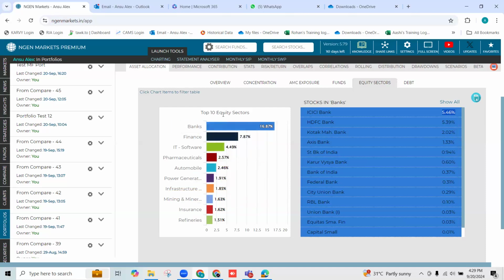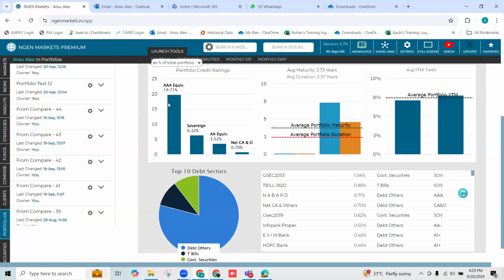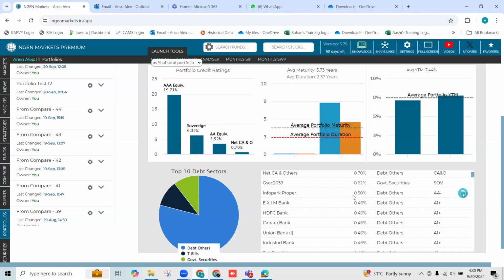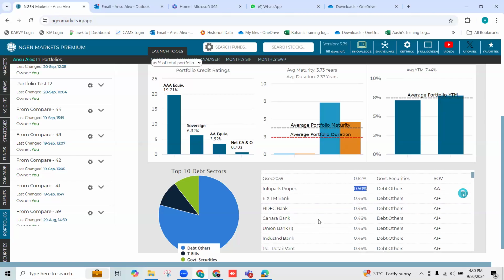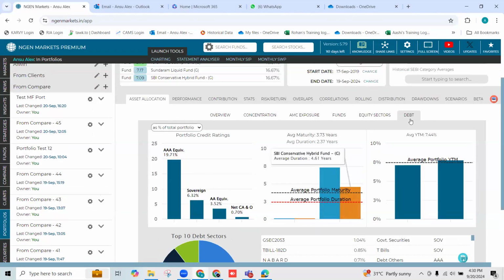Now, this was for all the equity sectors. You could view that also if there are any debt underlyings. So there is a separate debt tab, which lets you see the credit ratings of the underlying debt securities: AAA rated, AA rated, sovereign rated bonds. Along with that, you could also view the average maturity as well as the average duration, and the names of these debt securities and the percent to which they have underlying exposures in this portfolio is also something that could be seen in this asset allocation debt tab.